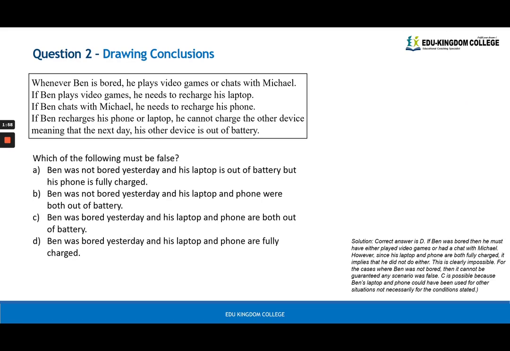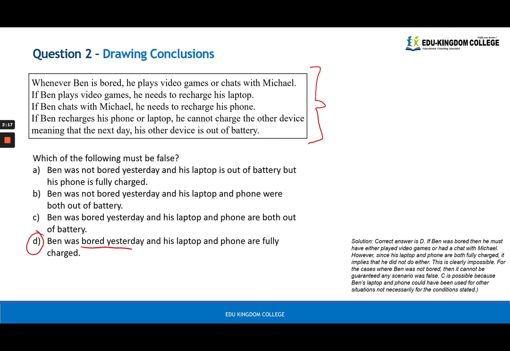Okay, the next one, which of the following must be false? So you had to read this box and kind of deduce by checking every single one if it must be false. Okay, not if it could be false, but it definitely must be false. The answer is D, and let's check through this one, okay?